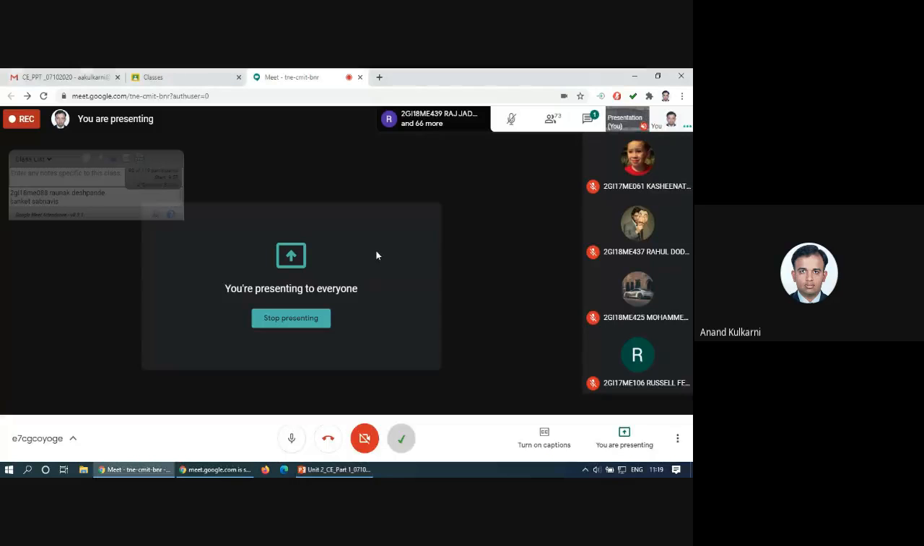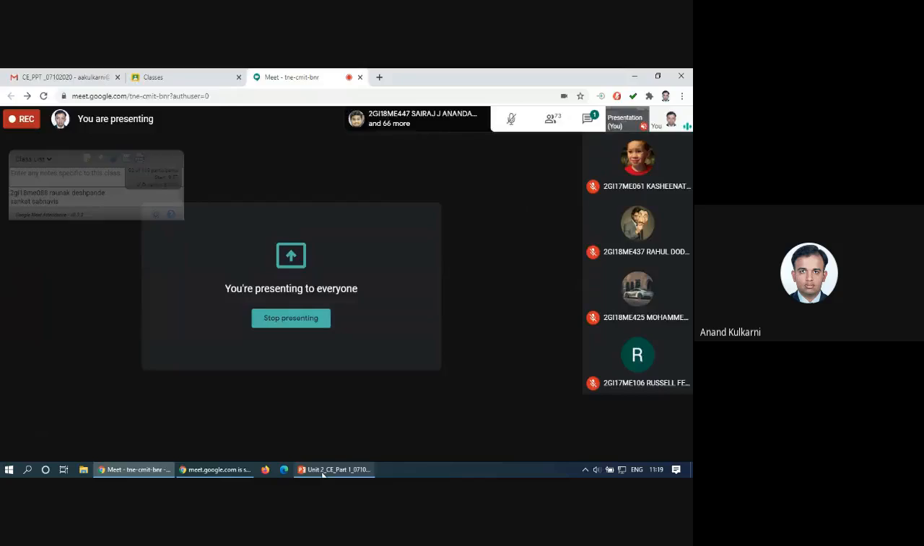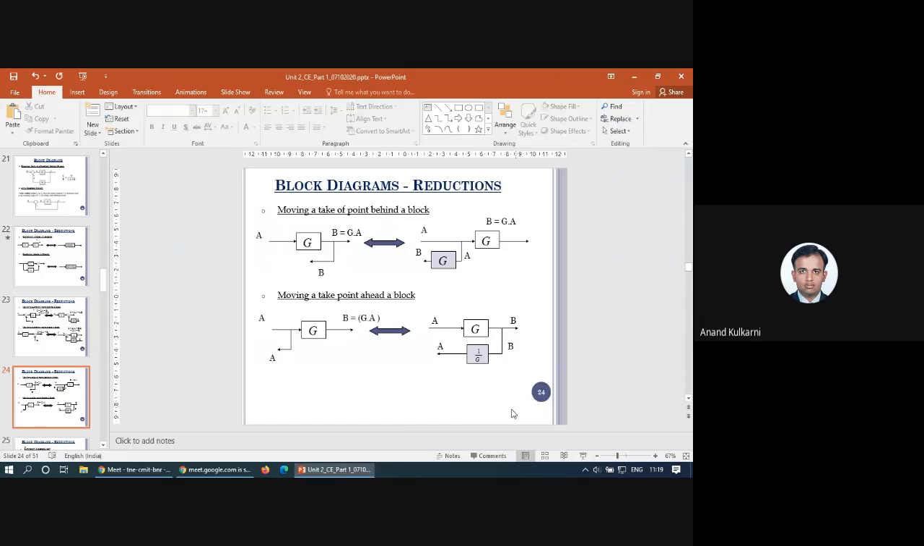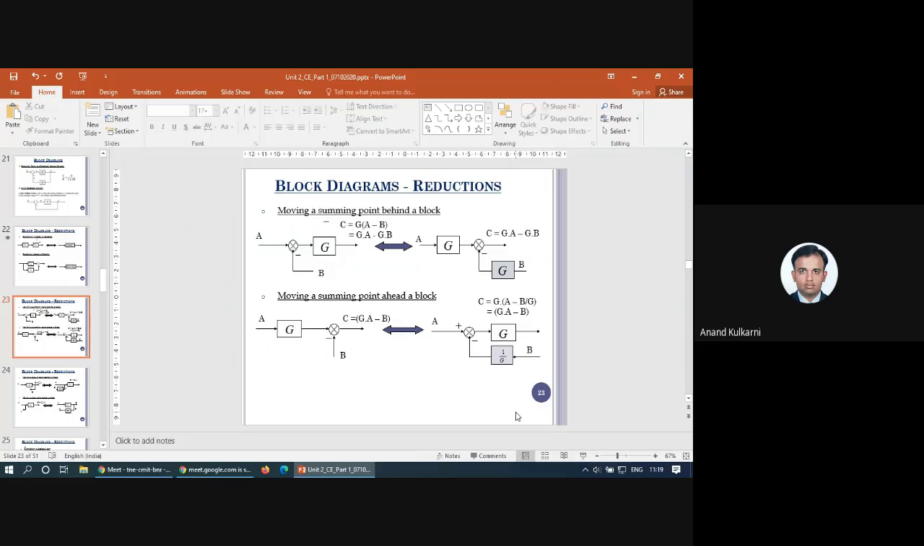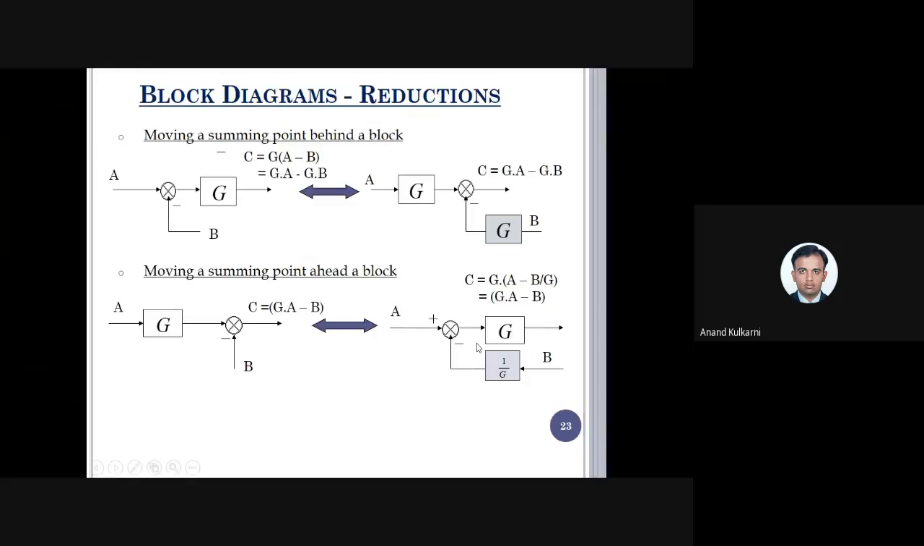Just please note, these two things are very important: summing point and takeoff point. If you want, you can note it down for your clarification, on one page or another. Anyhow, this PPT will be shared with you, no problem. But at this point, if you want, just remember and take this down, or even take a picture so that you can remember, because this is very important.